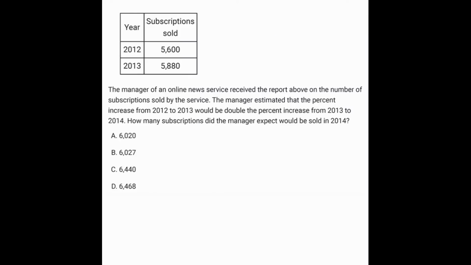This is a very tricky question. It starts with the percent change formula, where percent change is change over original. So if we want the percent change from 2012 to 2013, we need the change, which is 280, over the original, which is 5,600. So putting that in the calculator, 280 over 5,600 is 0.05. Converted to a percent, that's the same as 5%.